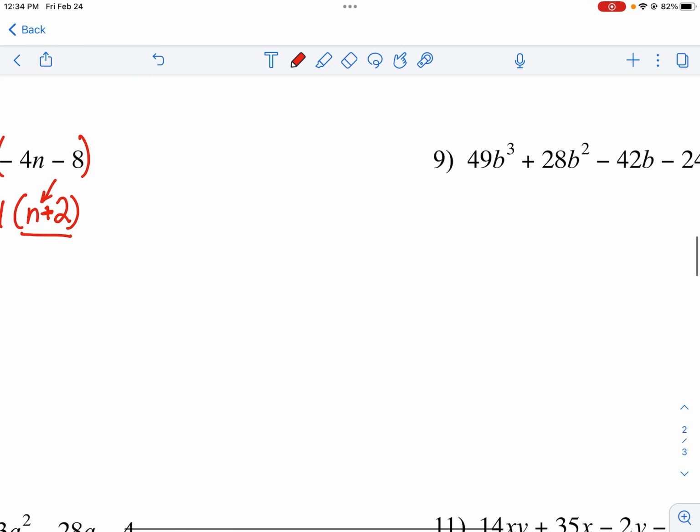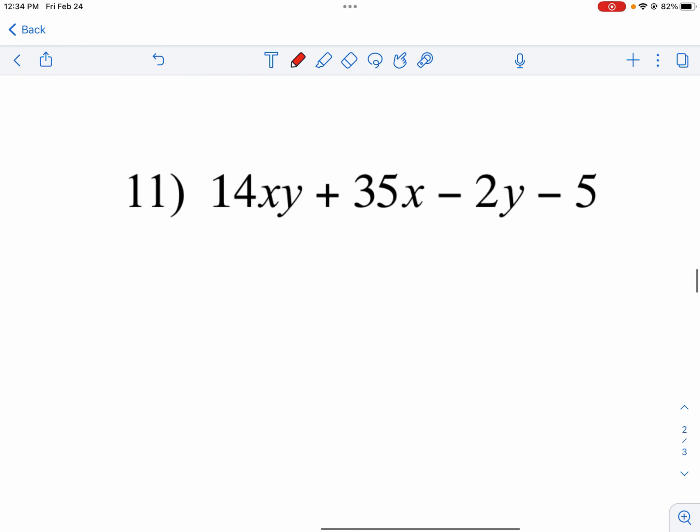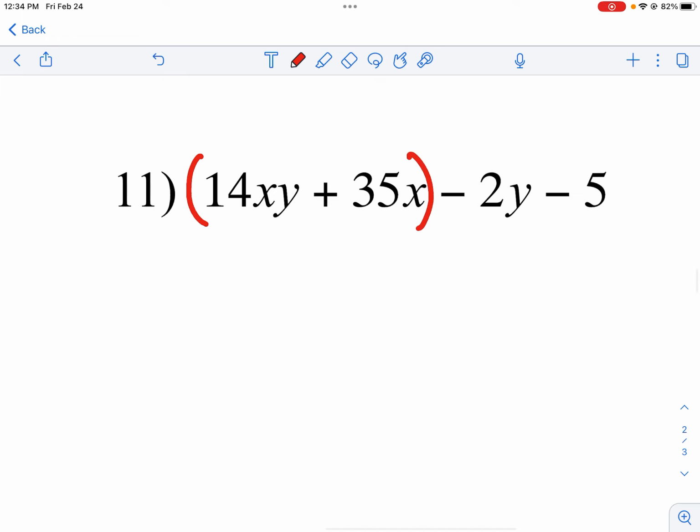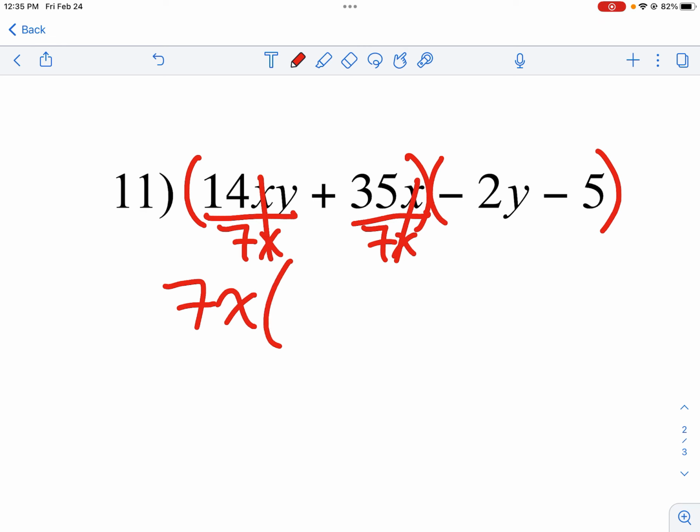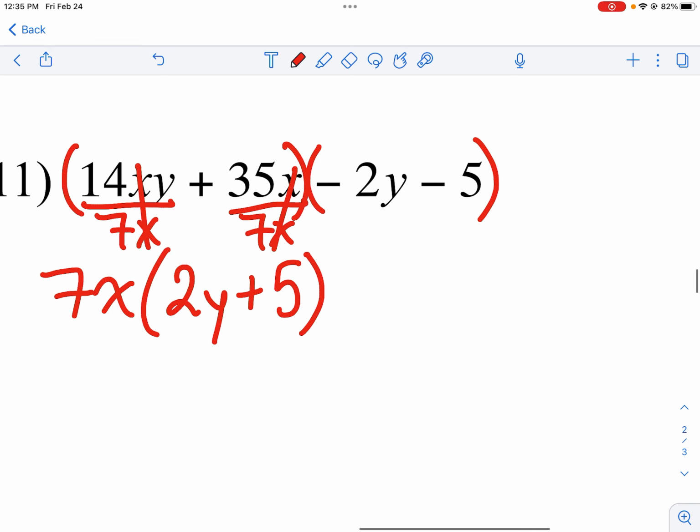All right, so let's move on to maybe something like 11. My two sets of parentheses, I'm thinking, what's my greatest common factor? That'd be 7x here. These are both divisible by 7, and they both share an x, right? Variable and number. Those x's should cancel. 14 divided by 7 is going to give me 2y, plus 35 divided by 7 is 5. Okay, now I have a 7x, and then I have 2y plus 5 inside my parentheses, so I'm going to need this parenthesis, if it's going to be factorable, to be 2y plus 5 as well.